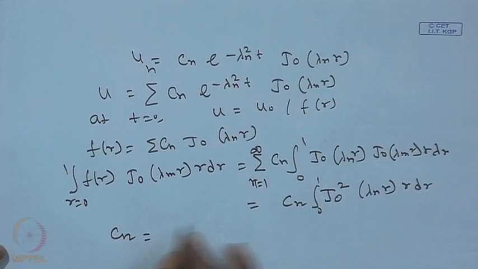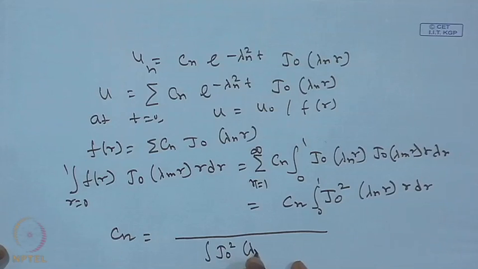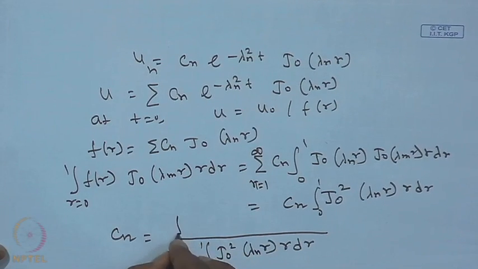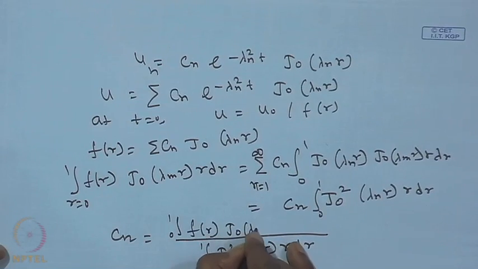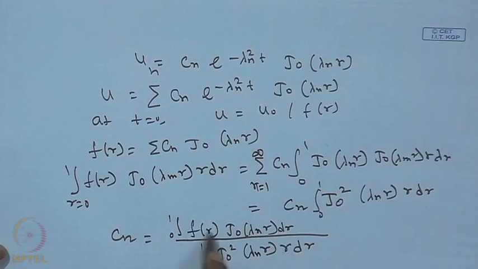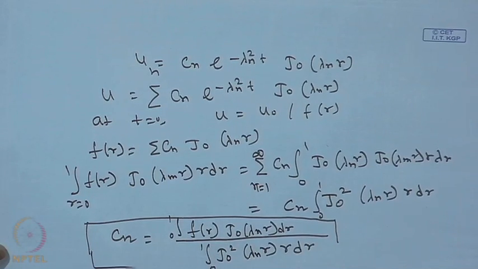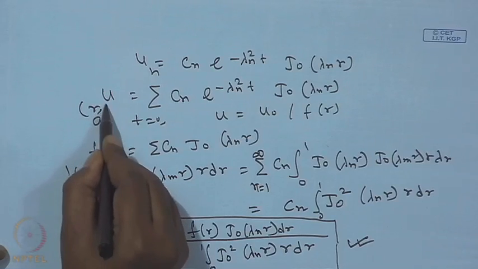So, C_n can be evaluated by the integral from 0 to 1 of f(r) J0(λn r) dr divided by the integral of J0 squared(λn r) dr from 0 to 1. We change the index m into n and we get the complete solution of C_n. So, we evaluate the constant C_n and that will give you the complete solution. We put it back there and we can get u as a function of r and t.